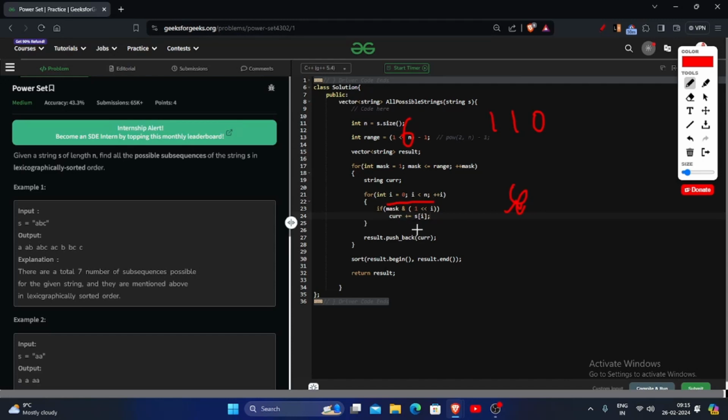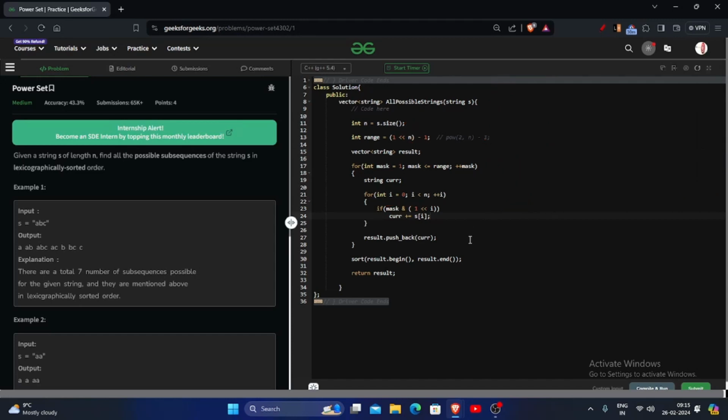If mask and 1 left shifted by i, it means my ith bit is set in my mask. You can see in this mask 1st and 2nd bit are set. So the subsequence we will form from here would be AB. So this is the problem, and I hope this problem would be clear.